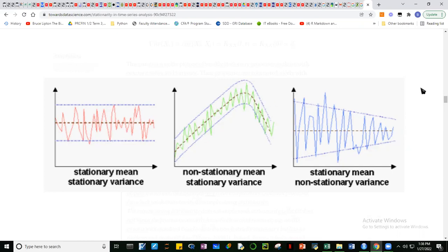Okay? So pause muna ako, guys. Clear ba yung concept ng stationary mean, stationary variance, vis-a-vis non-stationary mean or stationary variance, and stationary mean and non-stationary variance? Clear ba guys? Paki-chat naman please kung clear siya.